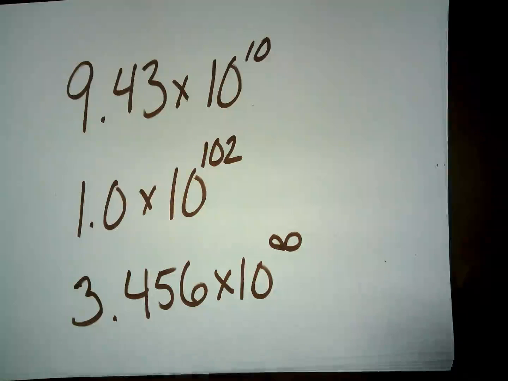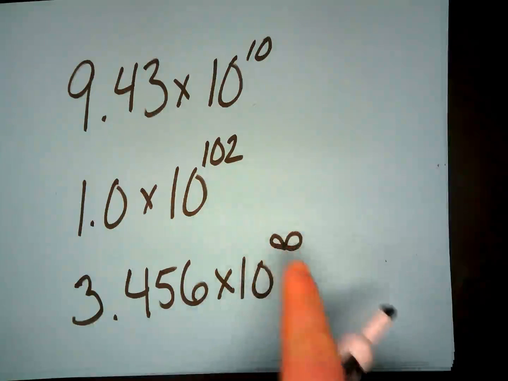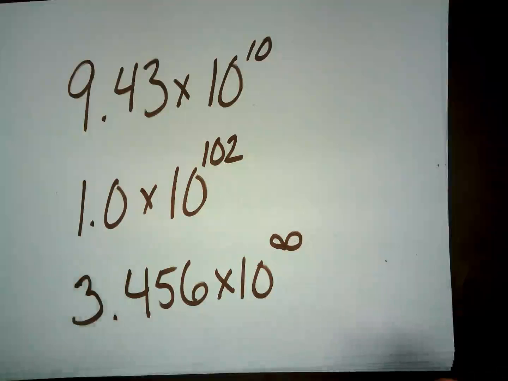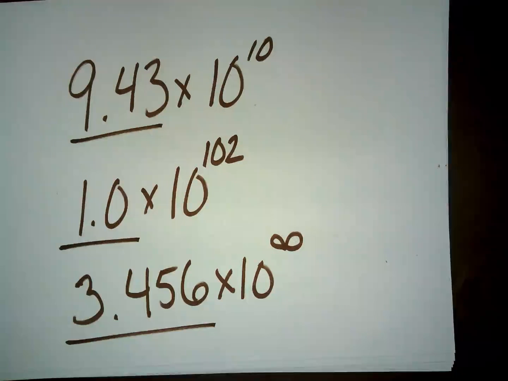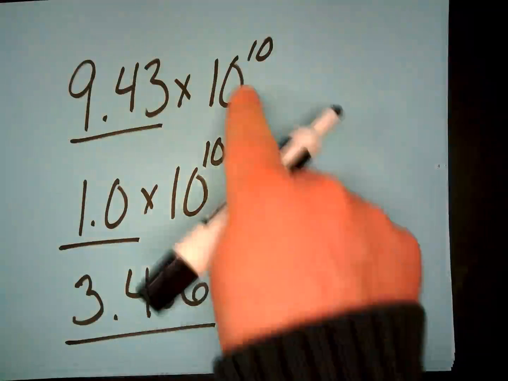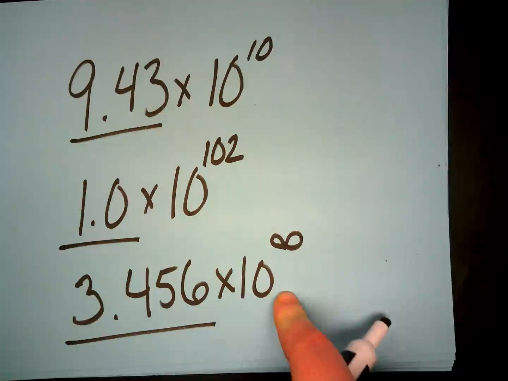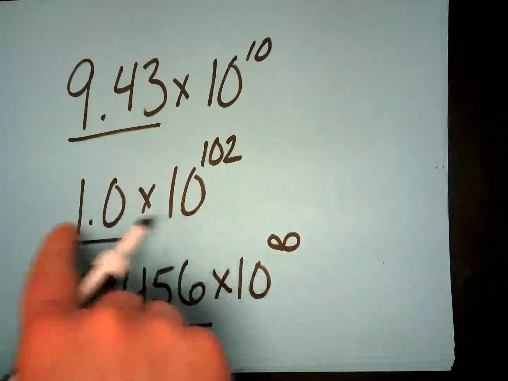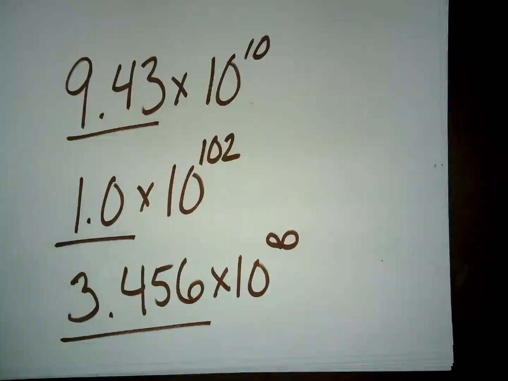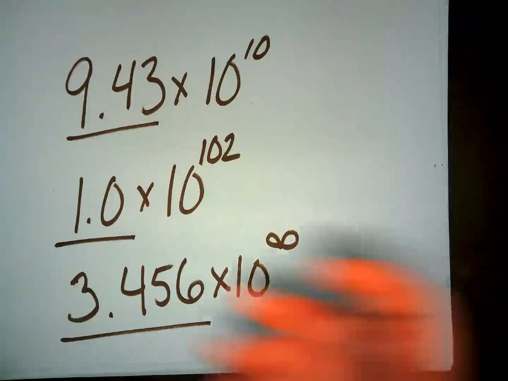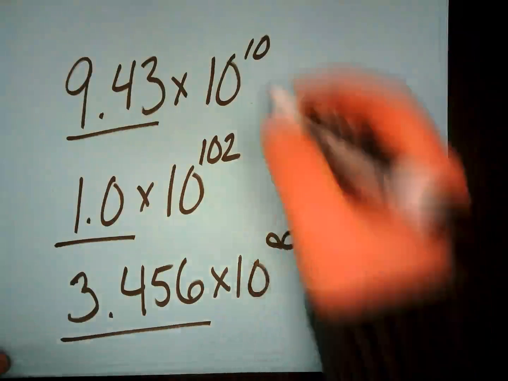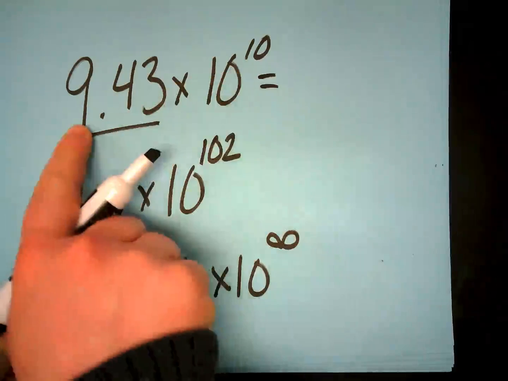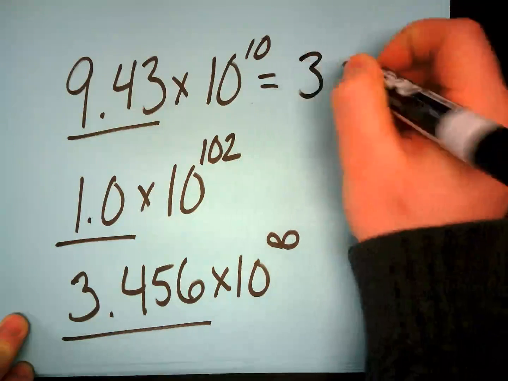we don't ever worry about the times 10 with the exponent. We don't care about that. The only things we care about are these guys right here. Those are the only things we care about when we're counting sig figs, because all this tells us is just how many zeros are going to be after these numbers, right? That's all we care about. Okay, so ignoring all this, 9.43, that's 3 sig figs.